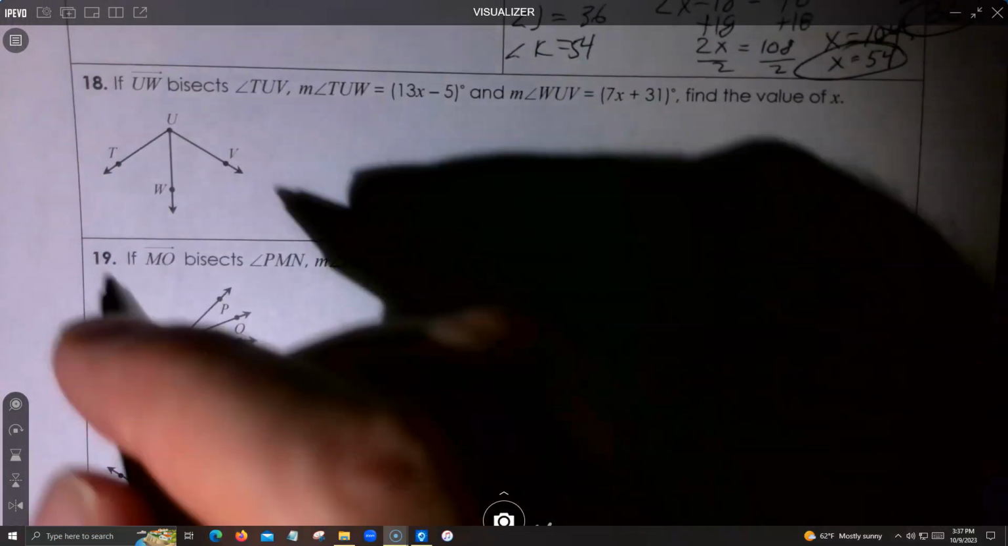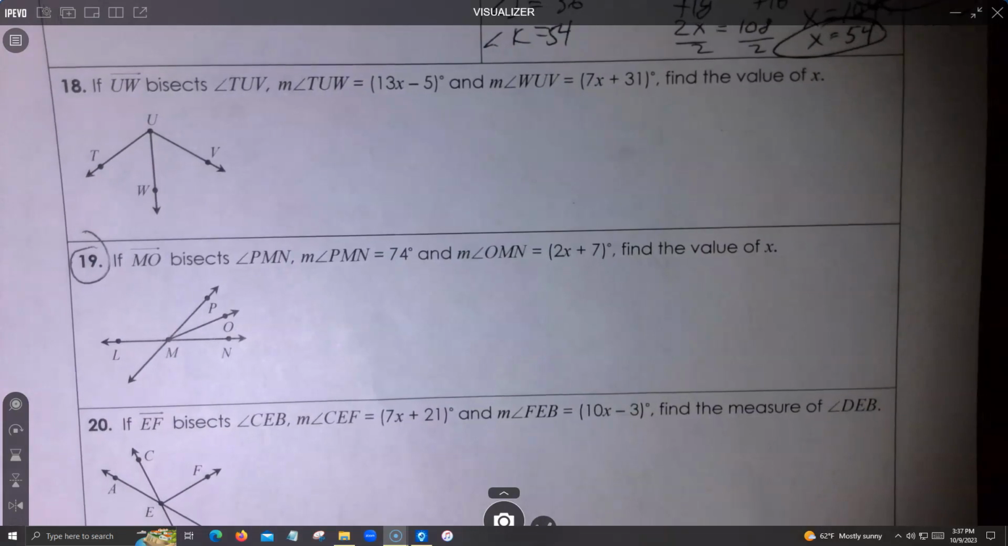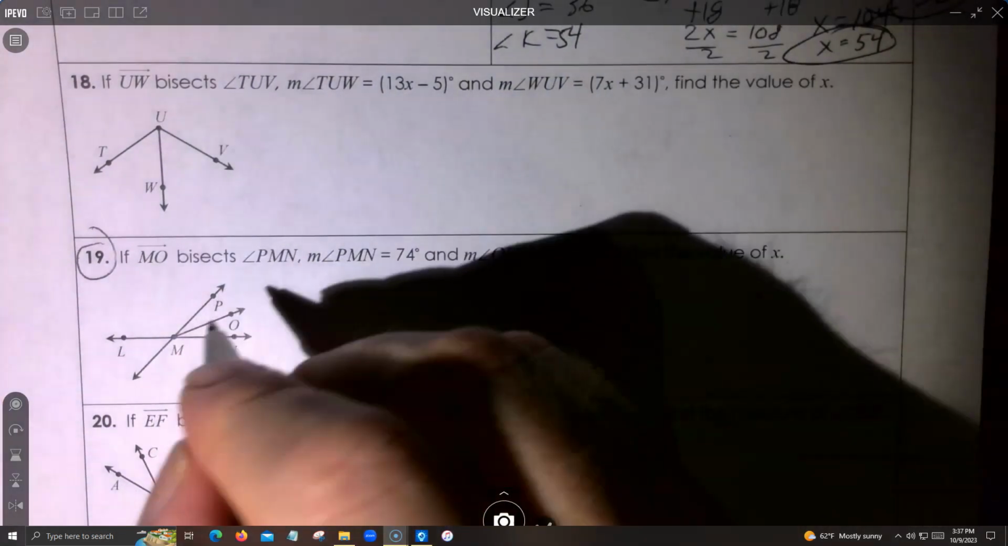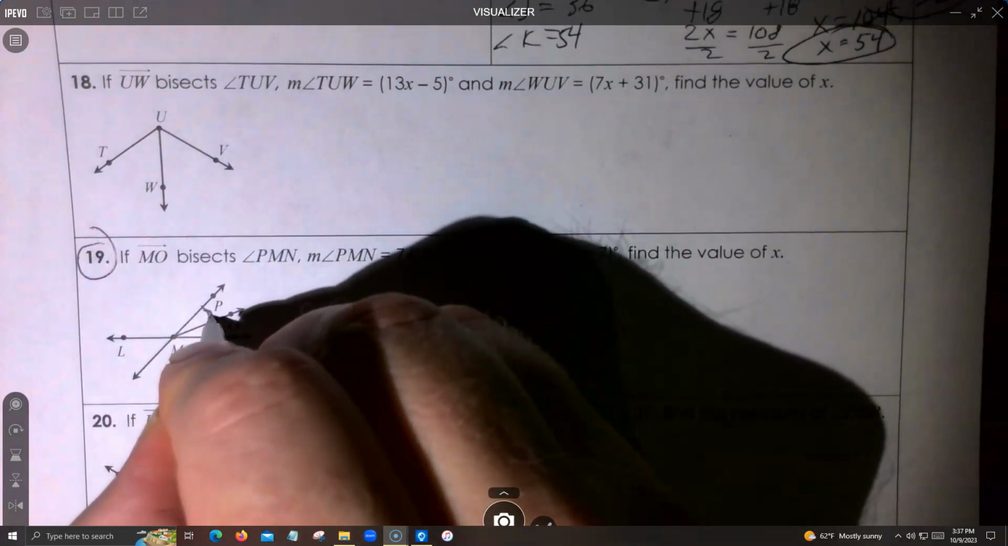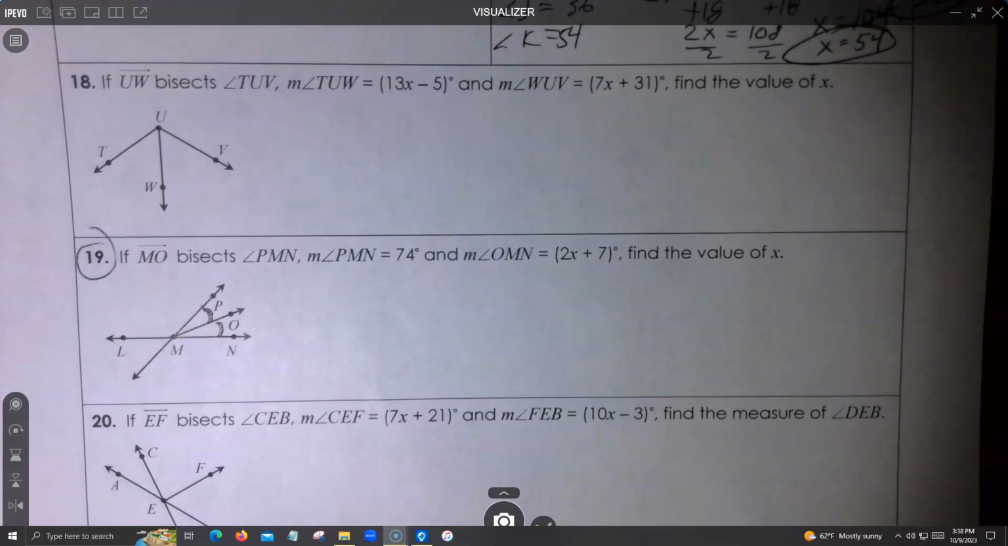All right, so I'm going to do number 19. 19 is my last one. Okay, we have the word bisect. Remember, bisect means it cuts in two. So MO is doing that. So we know that this angle here and this angle here are the same size because bisectors cut things in two. So let's see, we have PMN is 74.